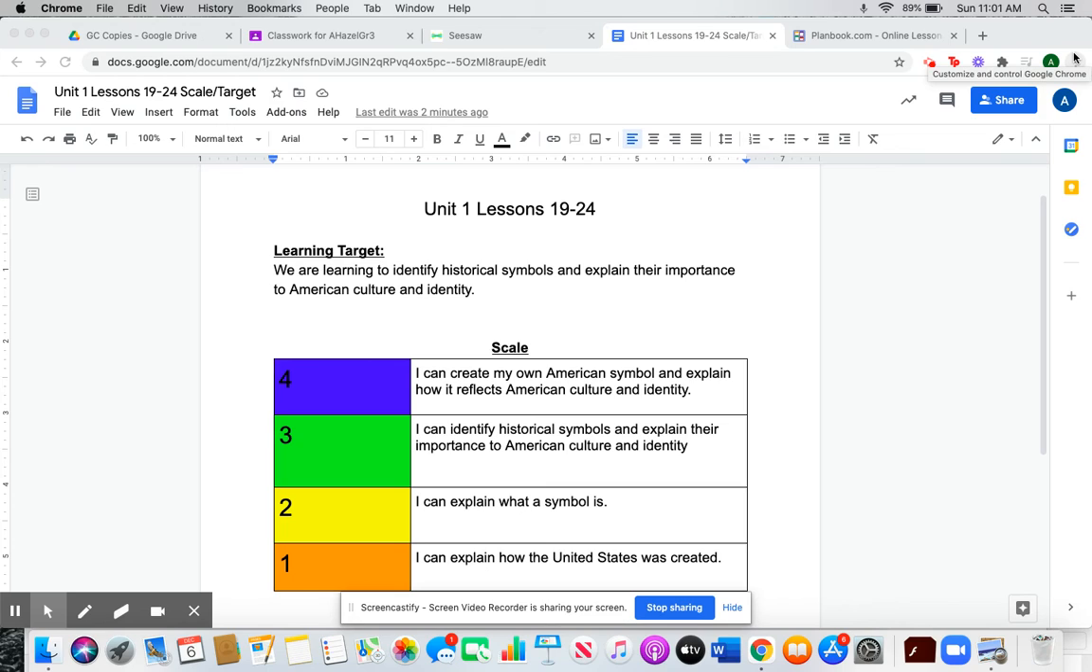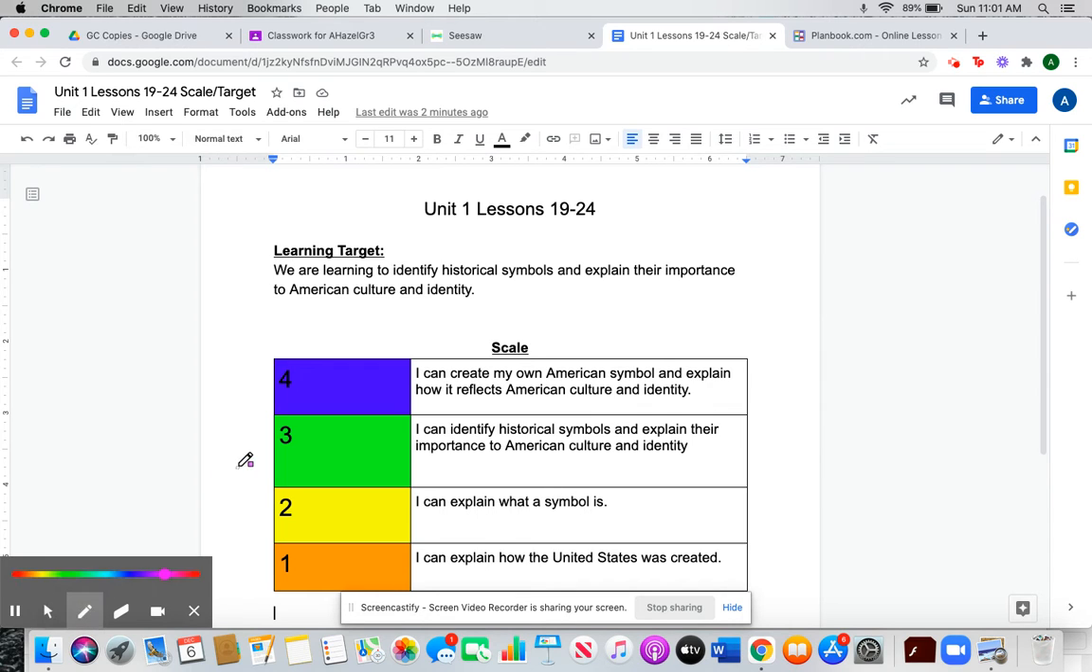Hello, scholars. So today we are going to begin to really work towards climbing up our ladder here on this target. Okay? So, our learning target from last week and for this week as well is that we are learning to identify historical symbols and explain their importance to American culture and identity.